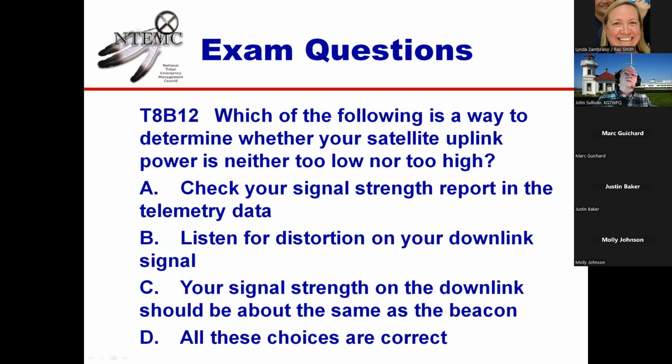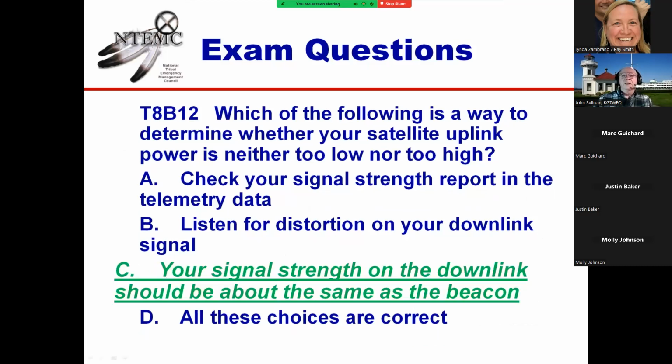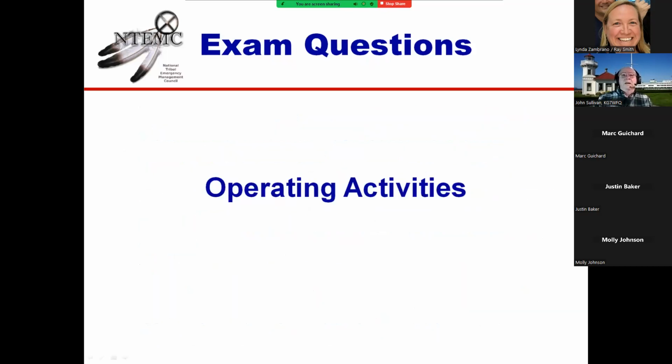Which of the following is a way to determine whether your satellite uplink power is neither too low nor too high? Remember we had a slide, we talked briefly about how the signal strength on the downlink should be about the same as the beacon. So if you're listening to the downlink, it should be about the same as the beacon. If not, then you should adjust your input to it. So your signal strength on the downlink should be about the same as the beacon.